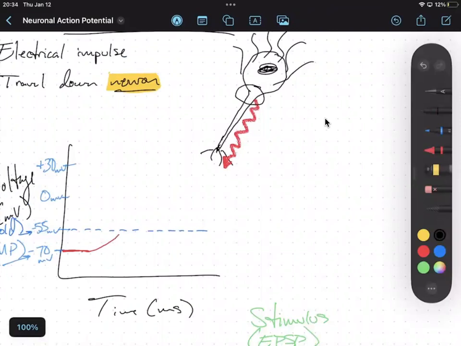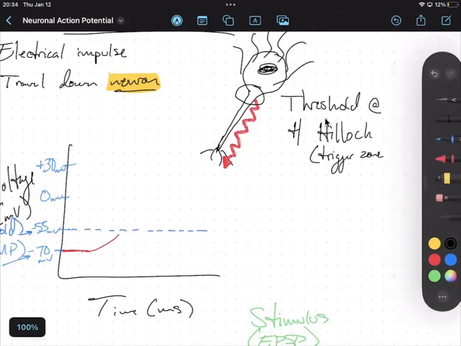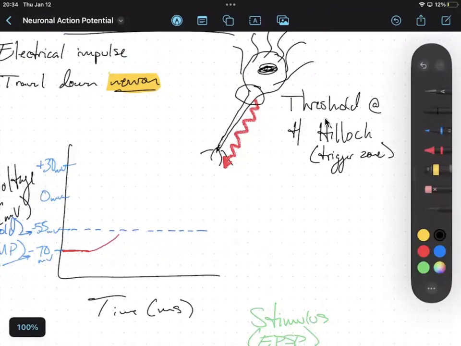And that's the only place it can start. So you have to be at threshold right here, at the hillock, sometimes called the trigger zone, if you want to get an action potential. So say we have a sufficient stimulus that gets us to our threshold at the axon hillock, and so we reach our -55.